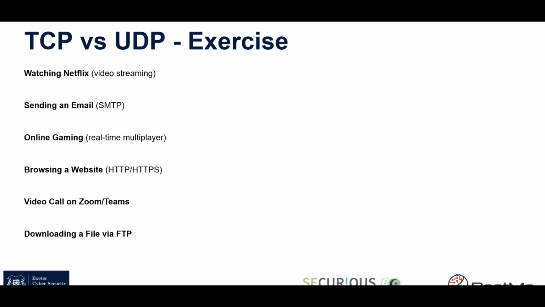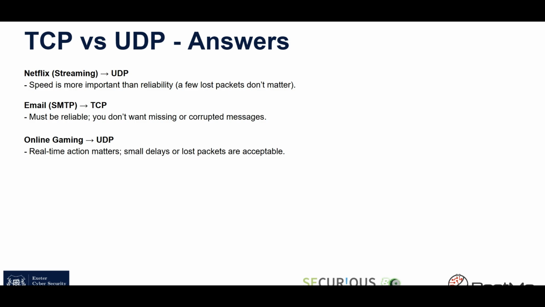Browsing websites, as we said before, when you access a web page, you don't want it cut in half. TCP, UDP. Who says TCP? Who says UDP? You didn't say anything, I saw you. So this one would be TCP, because you don't want half of your web page, you need reliability, it should load fully and correctly. Okay, let's not go too much into this.